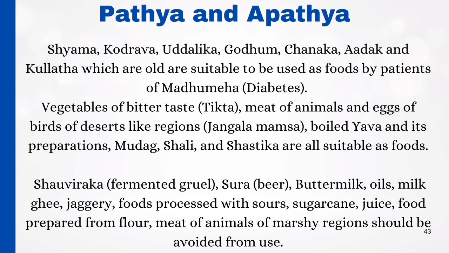Pathya and Apathya. Shama, Kodrava, Udalaka, Godhuma, Chanaka, Adhaki and Kulattha are suitable to be used as food by patients of Madhumeha. Vegetables of bitter taste, meat of animals and eggs of birds of desert-like region, boiled yava and its preparation, mudga, shali and shastika shali are all suitable as foods. Saviraka, sura, buttermilk, oil, milk, ghee, jaggery, foods processed with sauce, sugarcane juice, foods prepared from flour, and meat of animals of marshy region should be avoided.